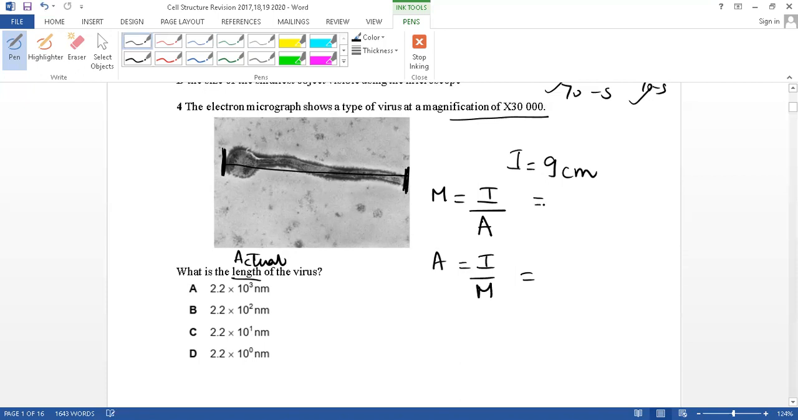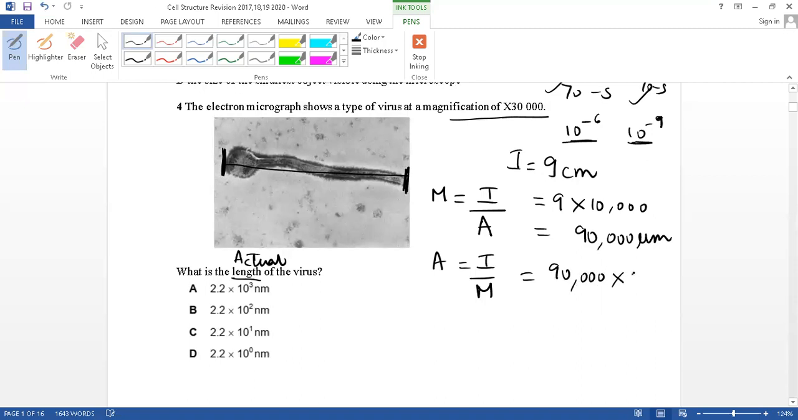So you are going to multiply this 9 by 10,000 to bring your answer to micrometers first. Whatever the answer would be, that would now be in micrometers. That would be 90,000 micrometers. And if you want to further convert it into nanometers, you can multiply it with another 1,000, because nano and micro are related this way: 10 to the power minus 6 meters is equal to a micrometer, 10 to the power minus 9 meters is equal to a nanometer. So they are related by 1,000. So you will multiply this 90,000 again with another 1,000 to bring the value to nanometers.